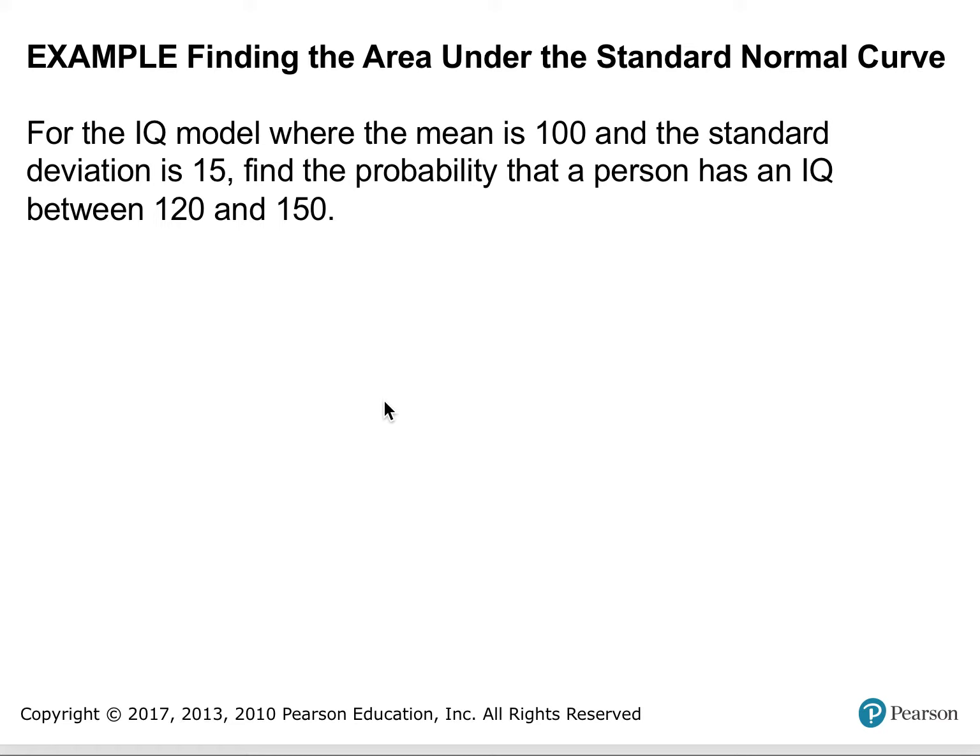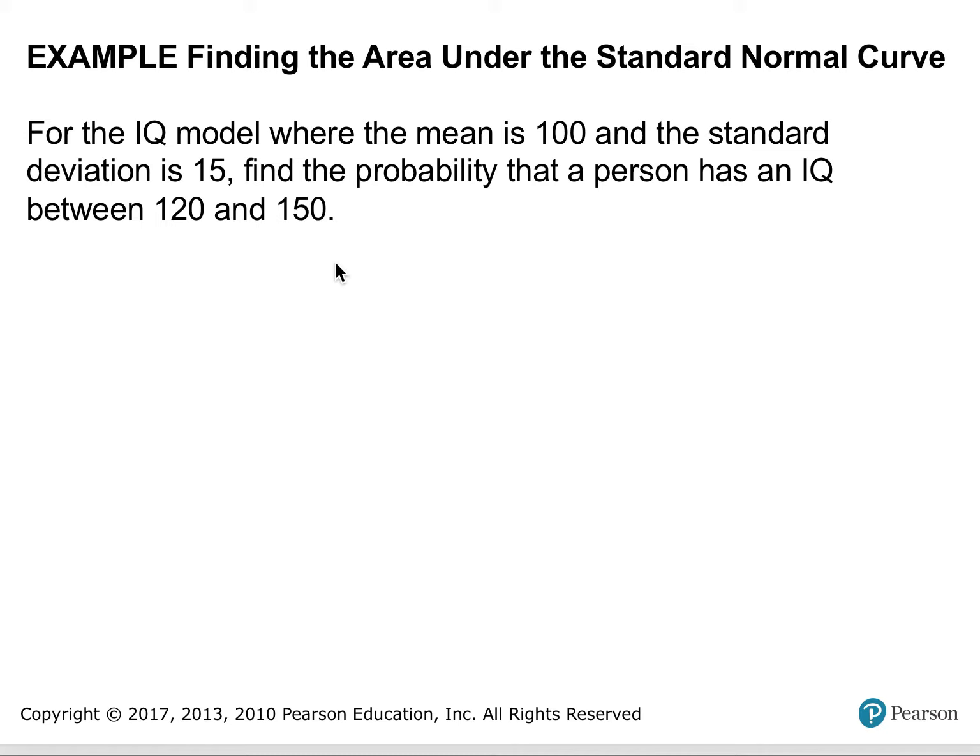Okay, for the IQ model where the mean is 100 and the standard deviation is 15, find the probability that a person has an IQ between 120 and 150. If I have the actual mean and standard deviation, I can use my calculator. If it just gives me the z-score, I've got to use the table. I could also use the table for this, but let's use the calculator. So once again, we hit second VARS.